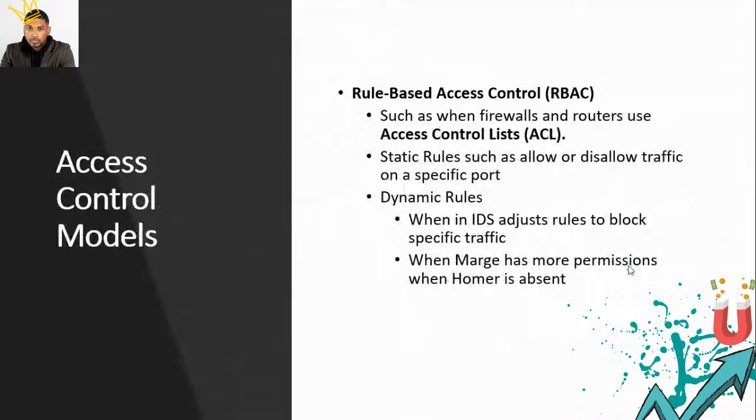Okay, rule-based access controls, such as when firewalls and routers use access control lists. So you have role-based and rule-based. Static rules allow or disallow traffic on a specific port. Dynamic rules is when an IDS adjusts rules to block specific traffic. So say, for example, Marge has more permissions when Homer is absent. So that's a rule. When Homer is taking care of something, you can change the rule so that Marge has more permissions.